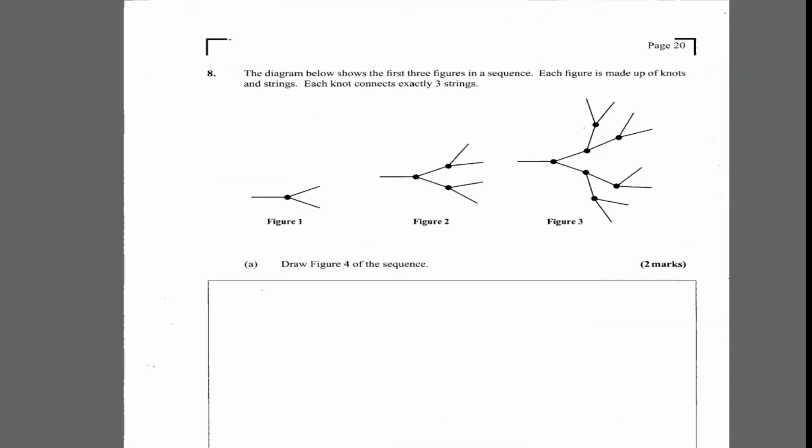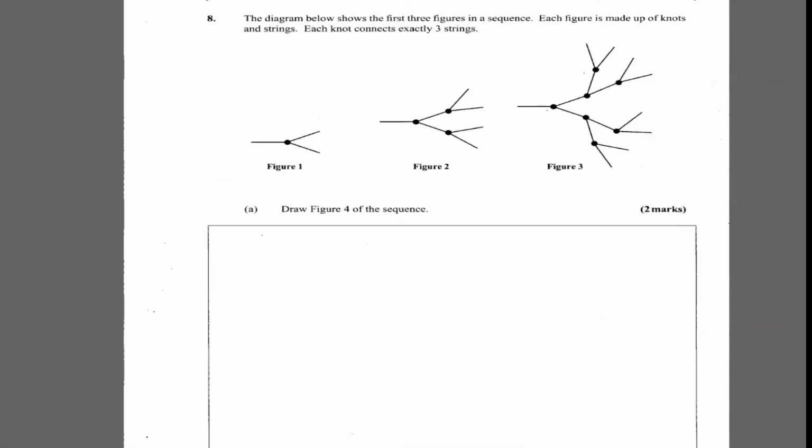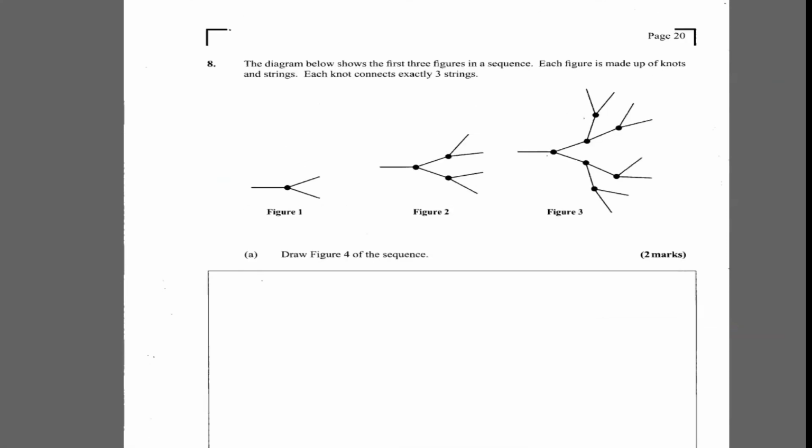Now question 8. It says the diagram below shows the first 3 figures in a sequence. Each figure is made up of knots and strings. Each knot connects exactly 3 strings. Figure 1, figure 2, figure 3. Each knot has 3 strings: 1, 2, 3. Draw figure 4.